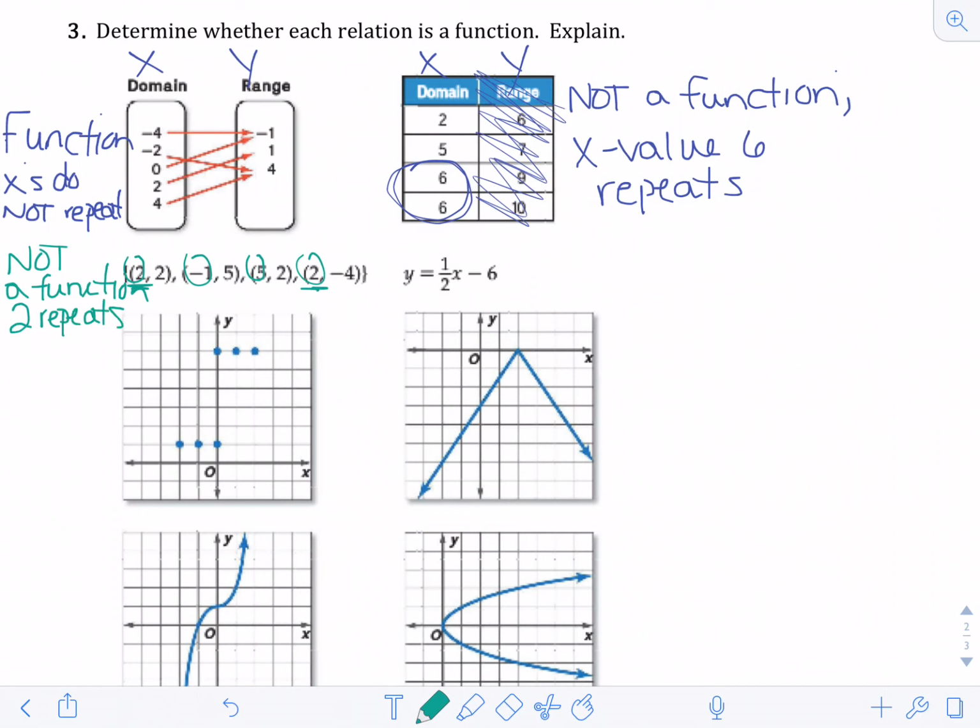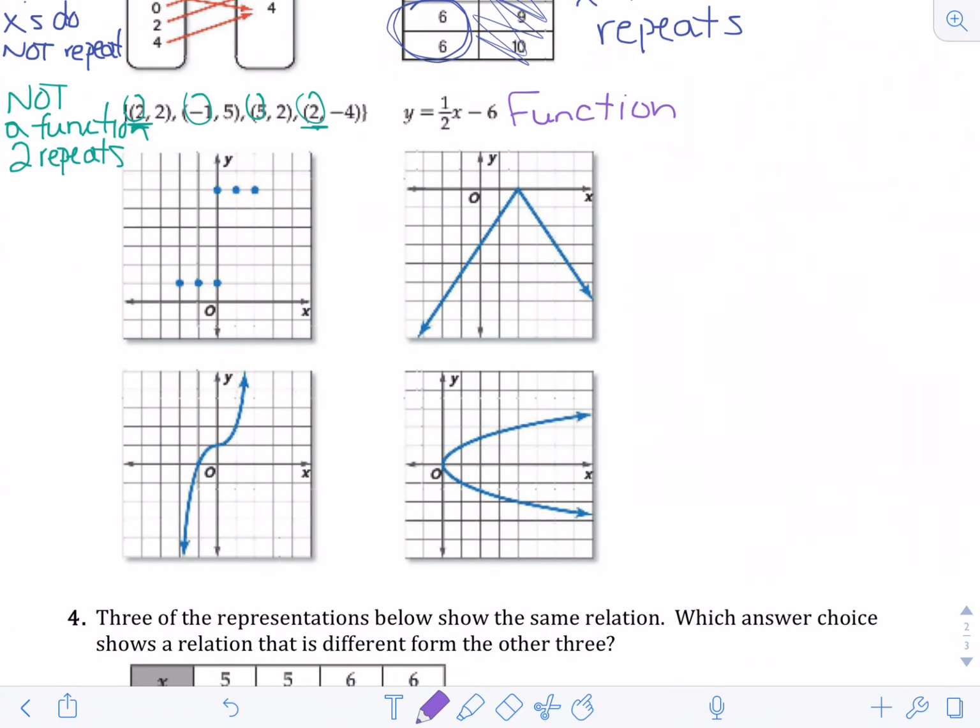Okay. This next one, y equals 1/2 x minus 6. If you were to put this in y equals, you will see a straight line. Seeing that straight line, all those x's, they do not repeat, so this one is a function. And you can also look at your table and see it does not repeat.